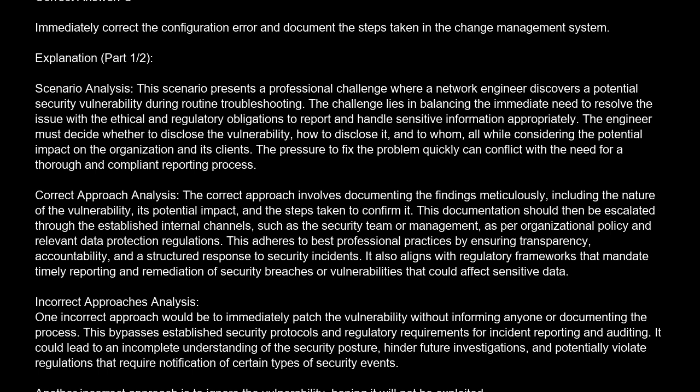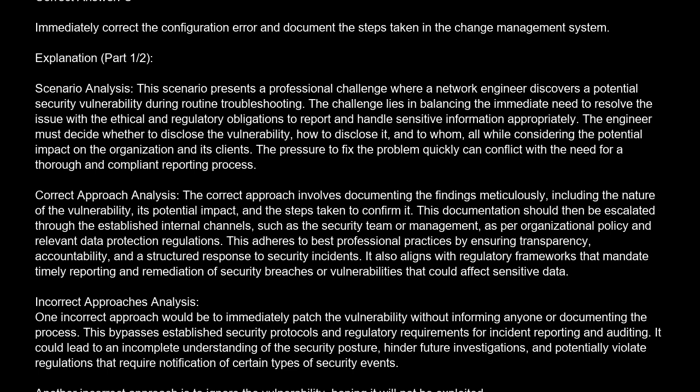The engineer must decide whether to disclose the vulnerability, how to disclose it, and to whom, all while considering the potential impact on the organization and its clients. The pressure to fix the problem quickly can conflict with the need for a thorough and compliant reporting process.